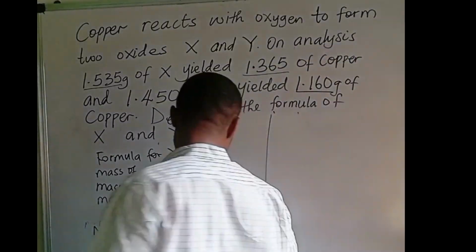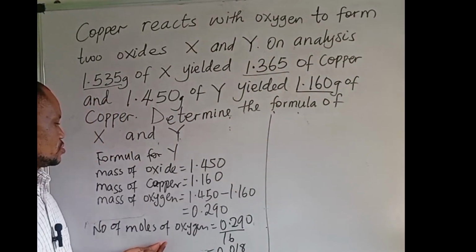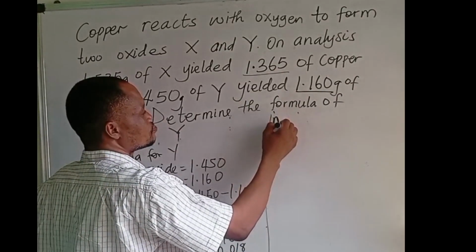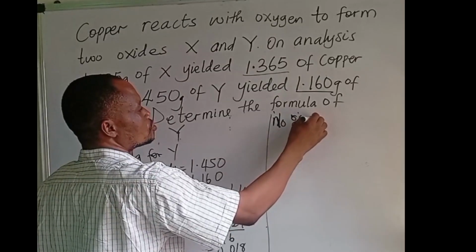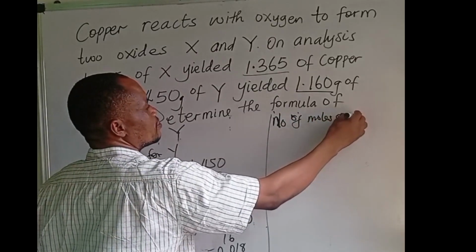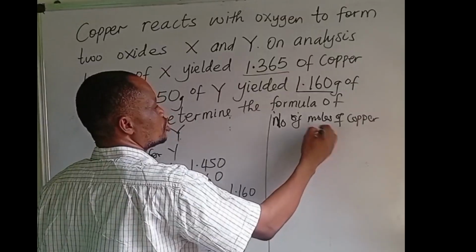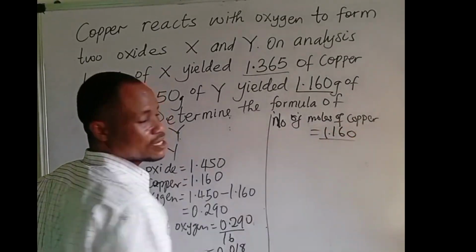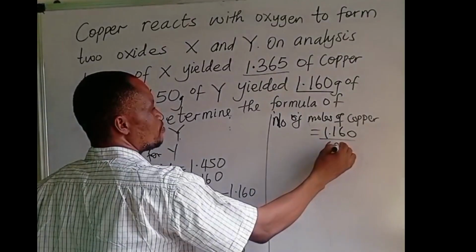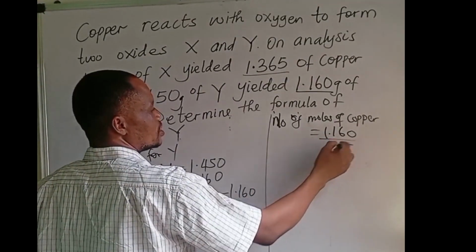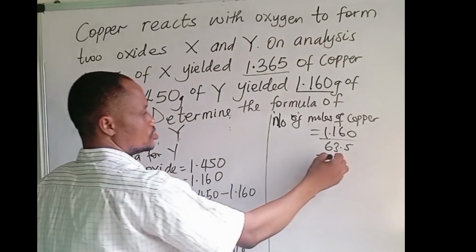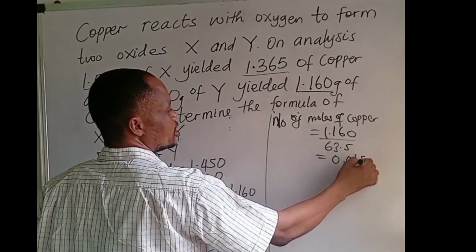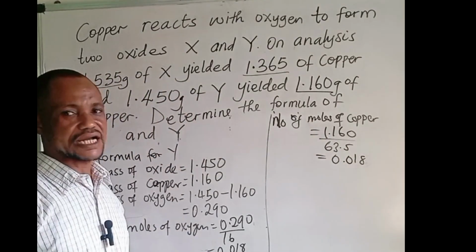Then let's continue. Number of moles of copper is equal to 1.160 divided by 63.5. And that will give us 0.018 if you press your calculator.